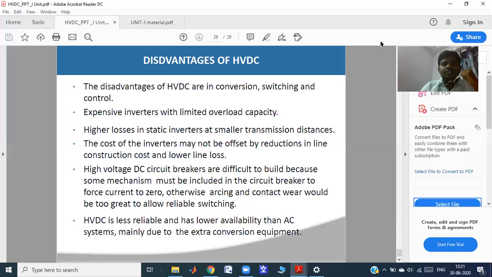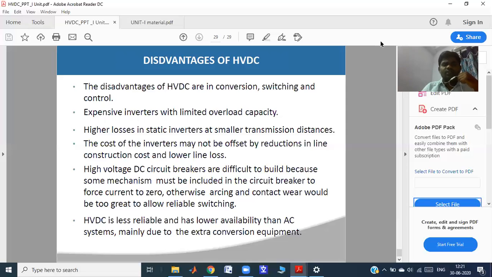Another advantage is there is no charging current in a DC network. That's why there is no skin effect, no Ferranti effect, and corona losses are less. Skin effect is completely absent, Ferranti effect is absent, and there are no charging losses. DC maintains a constant voltage, whereas in AC the voltage is always alternating. Corona losses are less, stability is improved, and synchronous operation is not required. These are the main advantages of HVDC transmission system.